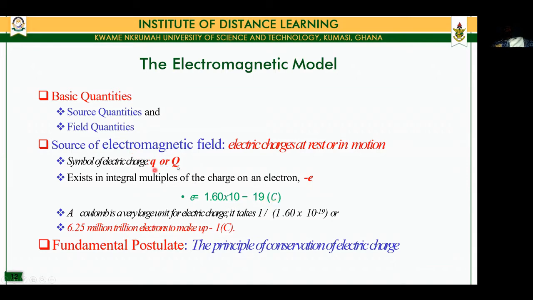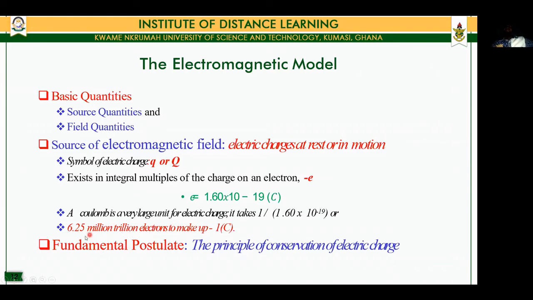So charge is measured in what? Coulombs. And a coulomb is a very large unit for electric charge because it takes 1 divided by the charge on an electron to get what? 1 coulomb, which is about 6.25 million trillion electrons to make up 1 coulomb. And that is how much 1 coulomb is of electron charge.